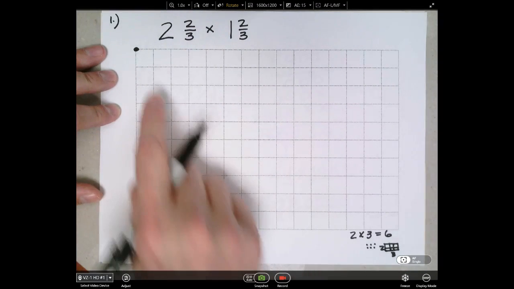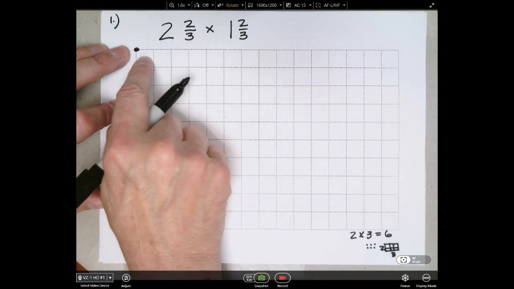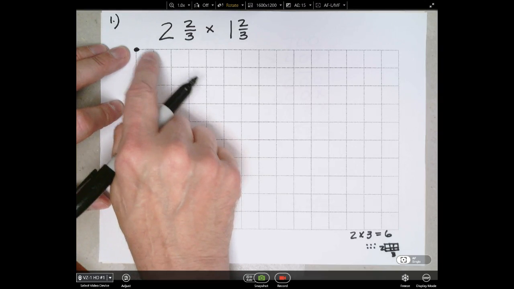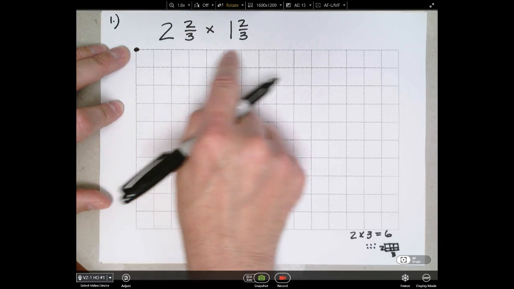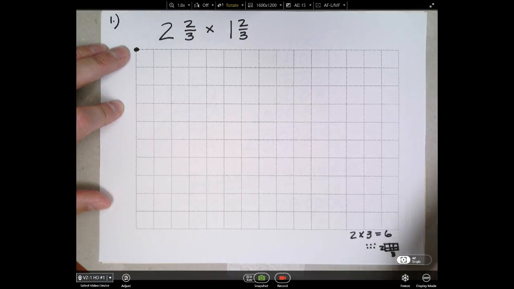Okay, so the first thing I want us to do is, starting at this dot, with each of these spaces equaling 1/3, I want you to draw a line that would equal 2 2/3. Please go ahead and do that now.